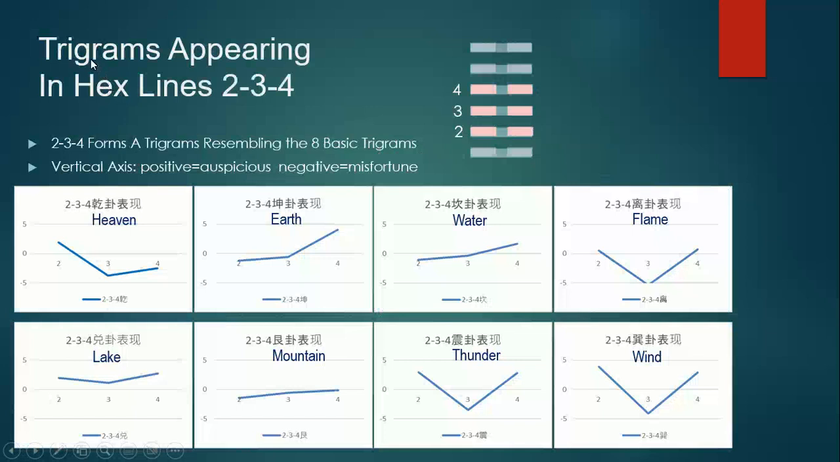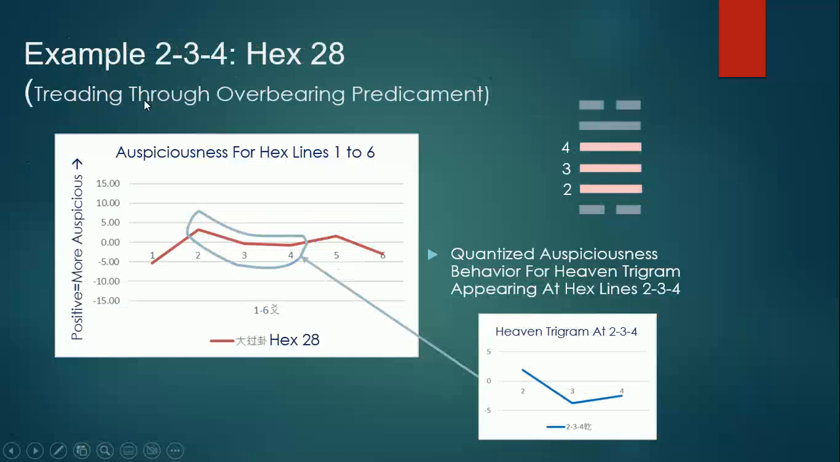So first we look at the trigrams appearing in hex lines 2, 3, and 4. These are the hexagrams for which we take the average auspiciousness score of their lines when the trigram appears in lines 2, 3, and 4, and there are 8 possibilities when they appear in the heaven configuration, earth configuration, water configuration, and so forth. So here are their plots. So let's use an example. Hexagram 28, treading through overbearing predicament.